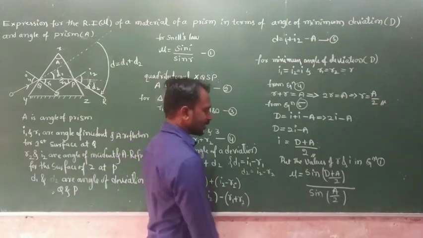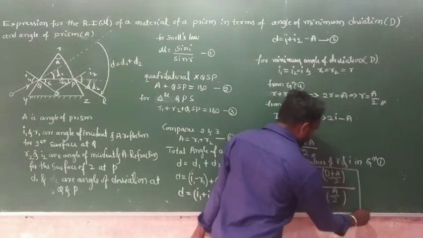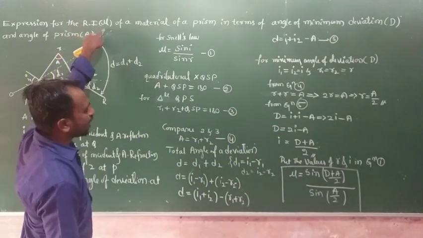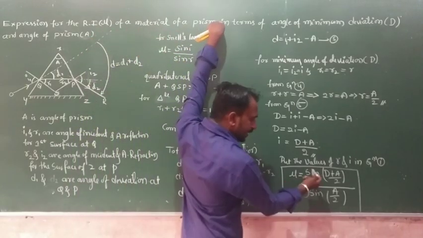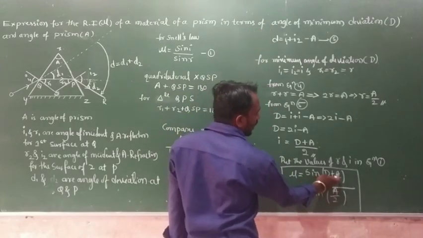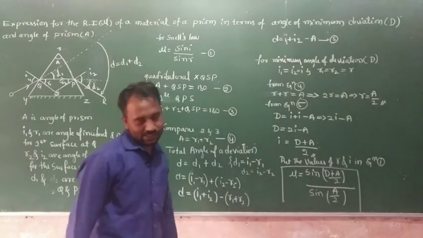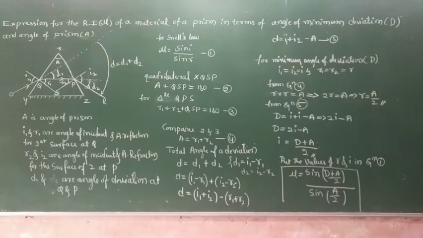Okay, so this is the expression for the refractive index of the material of a prism in terms of the minimum angle of deviation and the angle of the prism. Mu is equal to sin of A plus D divided by 2, whole divided by sin of A by 2. So this one is a 5 marks derivation. Okay, so take one screenshot.